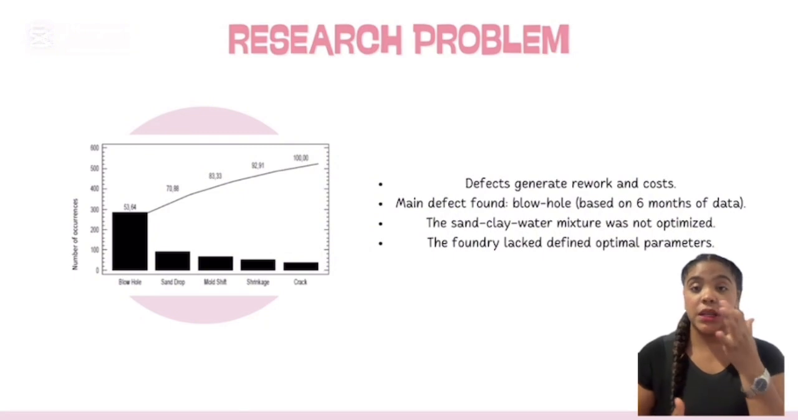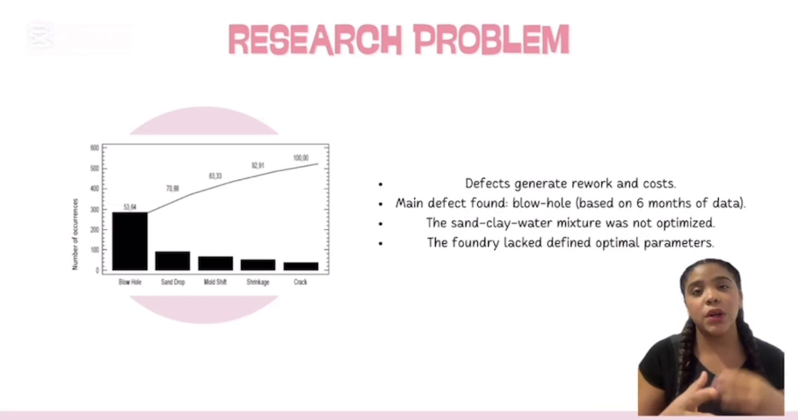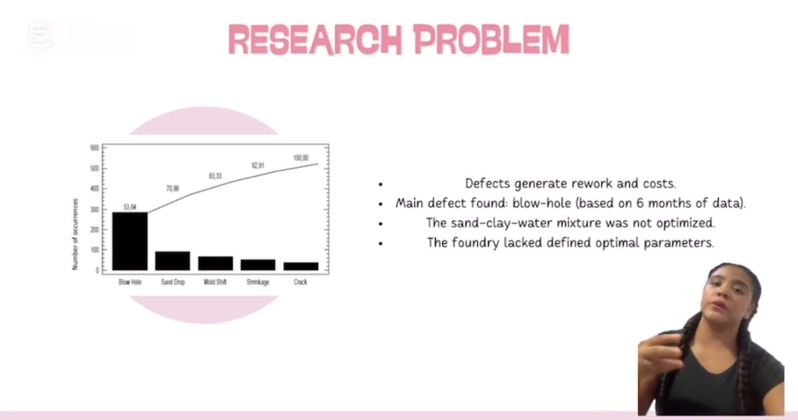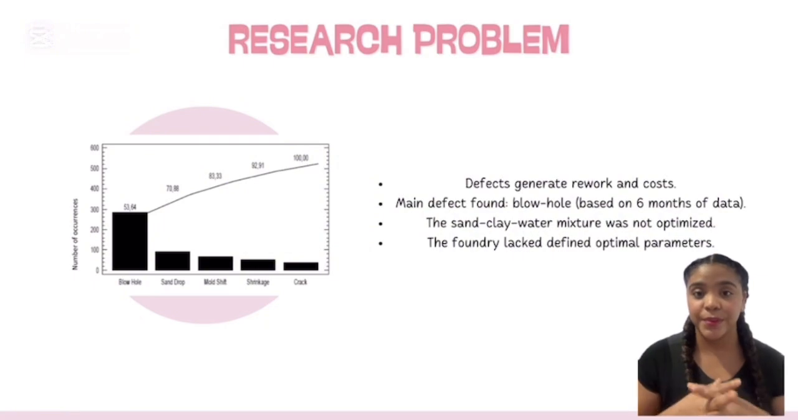Previous literature indicates that parameters such as green strength, moisture, permeability, and mold hardness have a direct impact on the final quality of the product. In this context, properly controlling factors such as clay content, moisture content, and mold hardness becomes essential to prevent defects and achieve optimal process conditions.